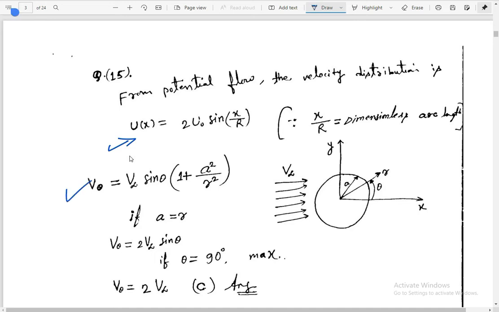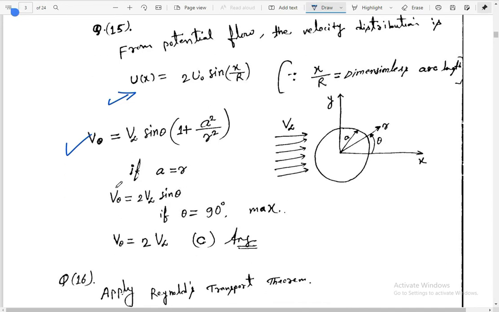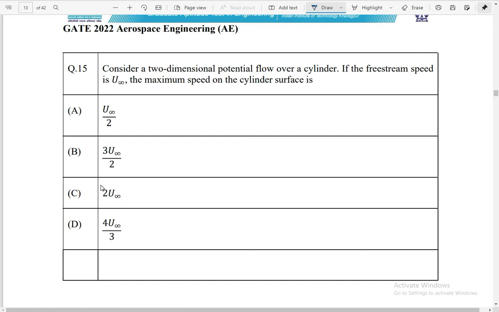If a is equal to r, then v theta becomes 2 v infinity sin theta. And for theta equal to 90 degrees, it will show the maximum. It means it goes here, 90 degrees, that is the maximum. So we will get v theta equal to 2 v infinity. That is option C. Here you can see 2 v infinity or 2 u infinity. I mentioned v infinity, so option C is the right answer.